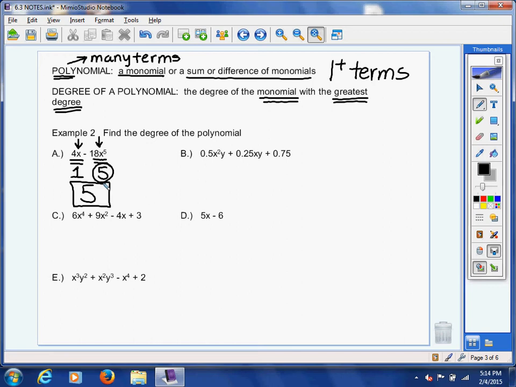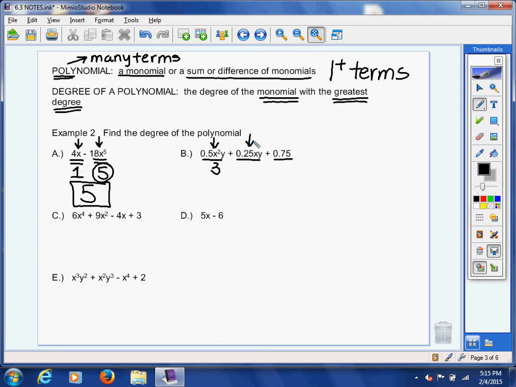All right, let's move over here to B. Do you see 3 terms here? I do too. They're separated by addition signs, so that's how I know they're 3 separate terms. Let's first focus on this first monomial. It's 0.5 x squared y. Remember, to find the degree, focus in on the variables, x squared y. Add up those two exponents. That's a 3, because 2 on the x and 1 on the y, those exponents add up to be 3.